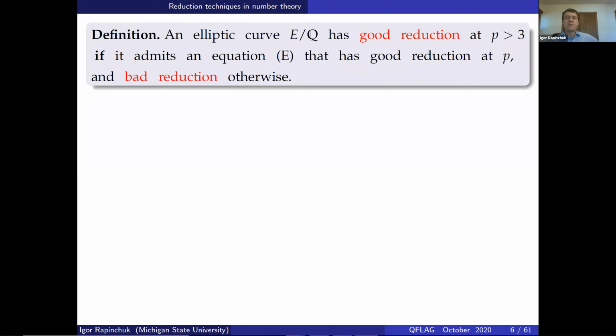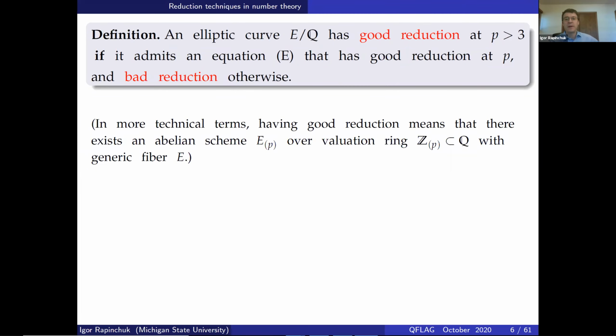Now, this definition is certainly very down to earth and is more than sufficient for our purposes, but let me just mention that, using the language of arithmetic geometry, one can give a much more natural definition, basically saying that our elliptic curve has a model over the valuation ring at p. And we won't need this definition right now, but when we get into linear algebraic groups a little later, the scheme theoretic point of view will become much more important.